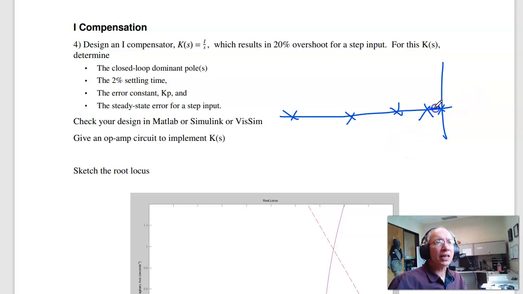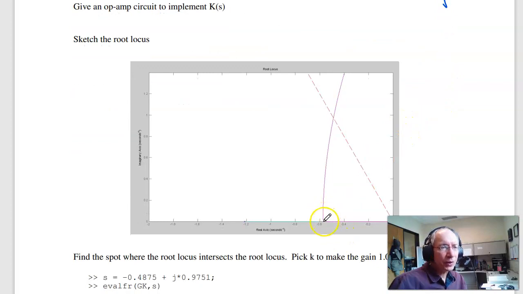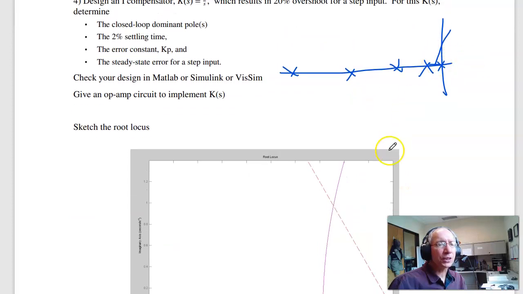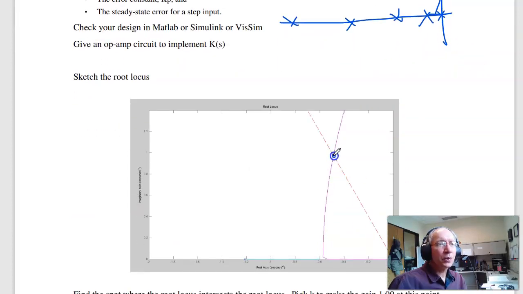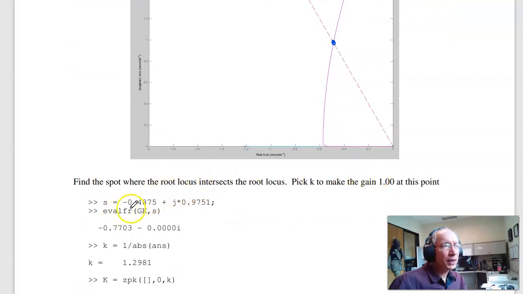Now the problem with an I compensator is I just really slow down the system. This pole at 0.32 now goes to this pole at the origin, wherever it was, 0.32. These come together, split apart, really close to the origin. Find that point on the root locus. Turns out it's -0.48 plus j 0.97.